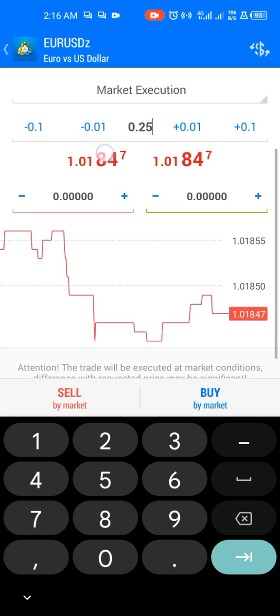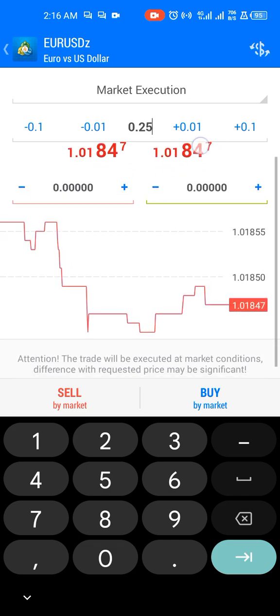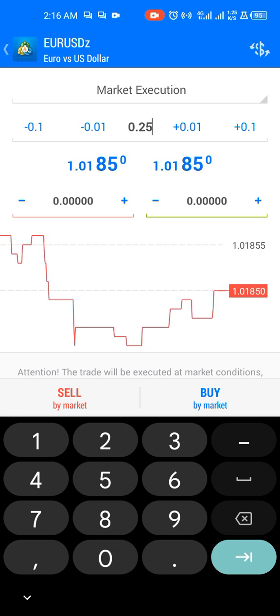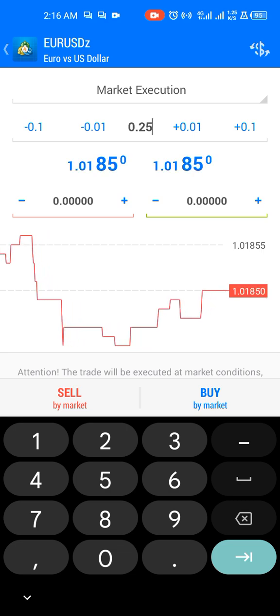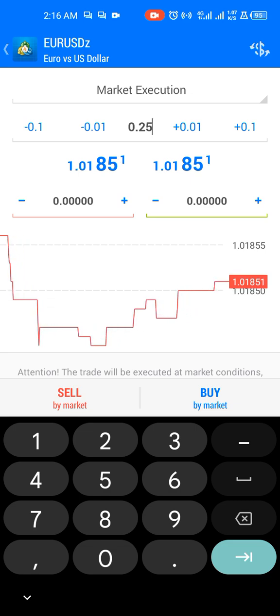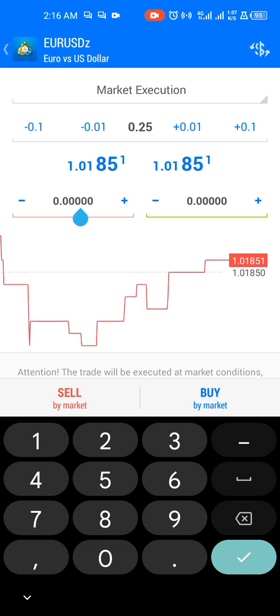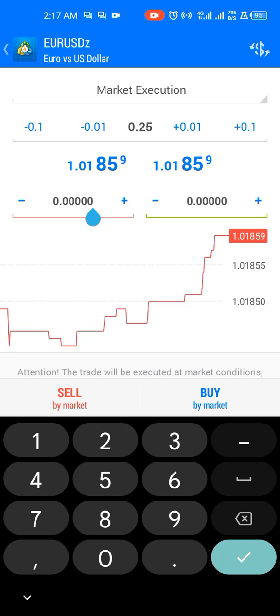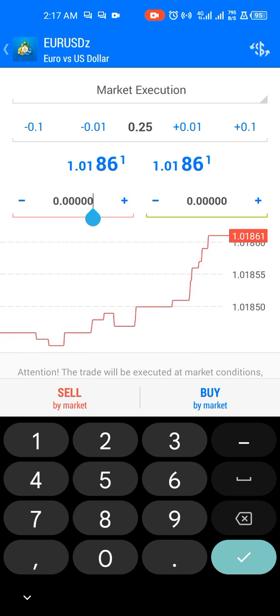This place shows the bid price and this is showing the ask price. So as it's fluctuating, you know what the price is and you know whether you still want to buy or whether you would not take the trade anymore. So this place is where you put your stop loss. So now the price is at 1.0186.